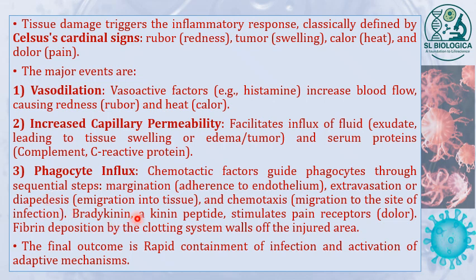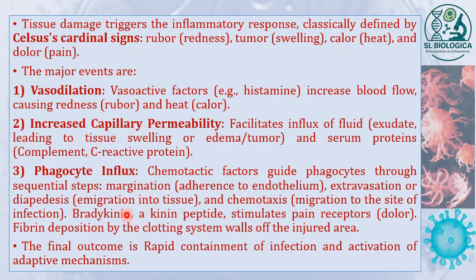And bradykinin, a kinin peptide, stimulates the pain receptor, giving the pain sensation, and finally fibrin deposition by the clotting system. It walls off the injured area. So what is actually happening in phagocyte influx? It is the influx of phagocytes. First it adheres to the endothelial surface, extravasate to the tissue, and from the tissue site it then moves to the affected area, particularly to the site of infection.